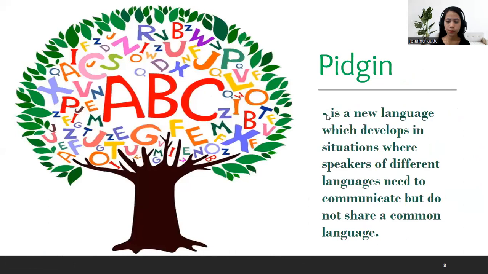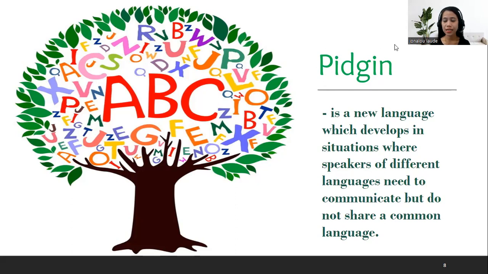Alright, so when we talk about Pidgin, this is a new language which develops in situations where speakers of different languages need to communicate but do not share a common language. So this Pidgin starts in a multilingual situation wherein they need to communicate and interact with each other. In order for them to understand, they will mix their language, they will simplify their language rather, and they will create a new code. That code that they made is what we call Pidgin.